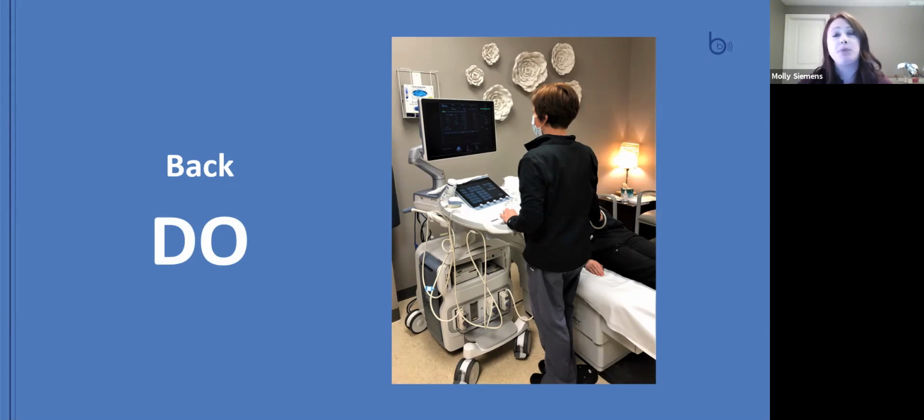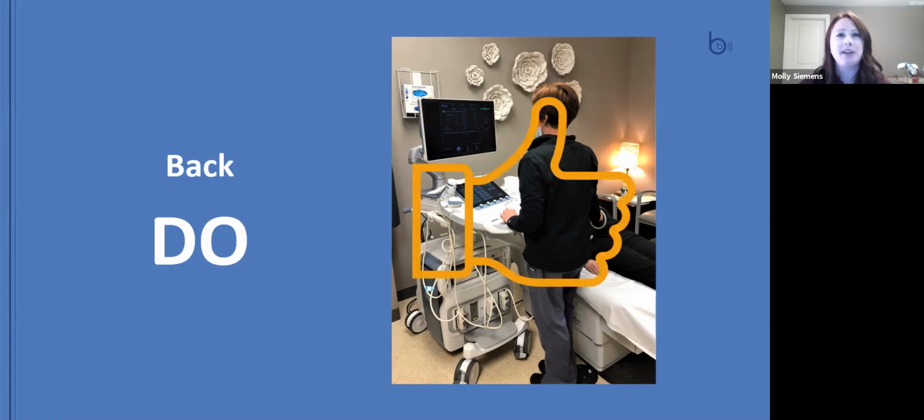Personally, I am the worst at standing just because I find myself shifting from one foot to the other or leaning into the table while scanning. So if you're like me, it may be best really to vary between sitting and standing from patient to patient, just in order to protect yourself as much as possible.